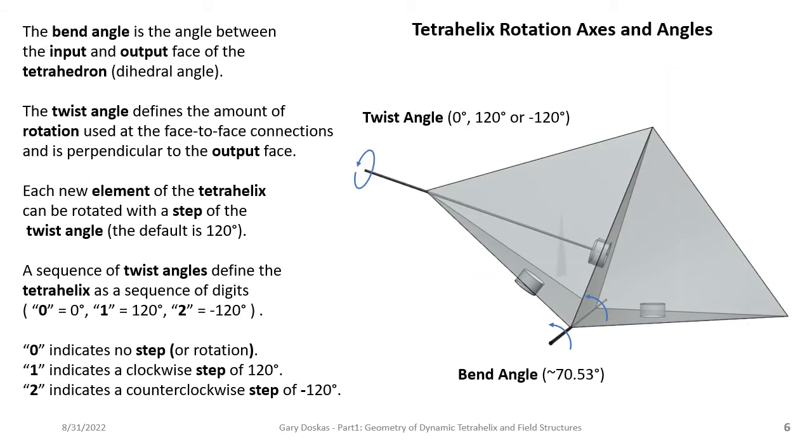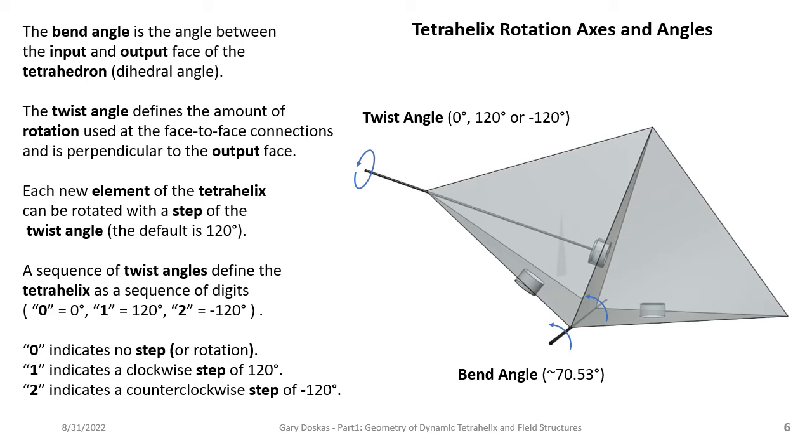Tetrahelix rotation axes and angles. The bend angle is the angle between the input and output face of the tetrahedron, the dihedral angle. The twist angle defines the amount of rotation used at the face-to-face connections and is perpendicular to the output face. Each new element of the tetrahelix can be rotated with a step of the twist angle. The default is 120 degrees.